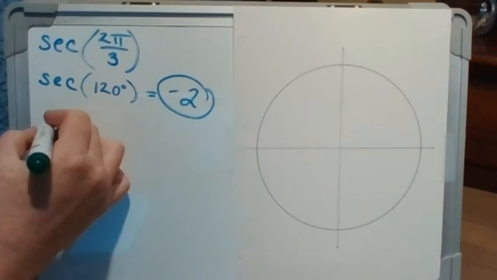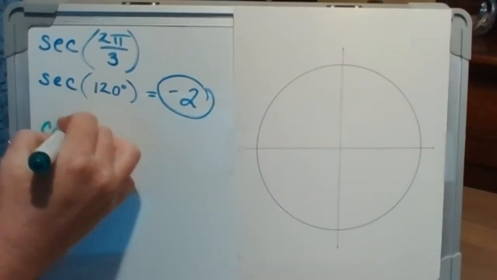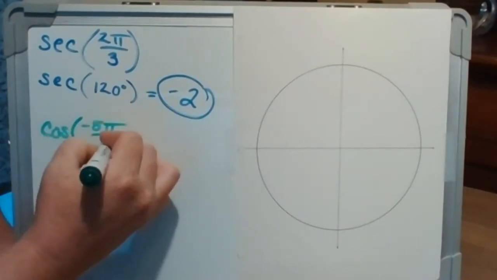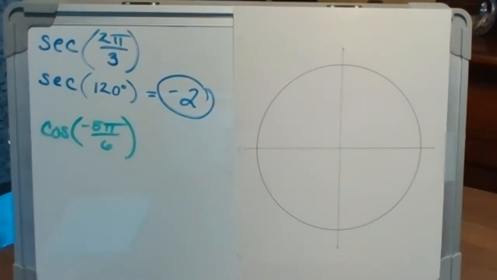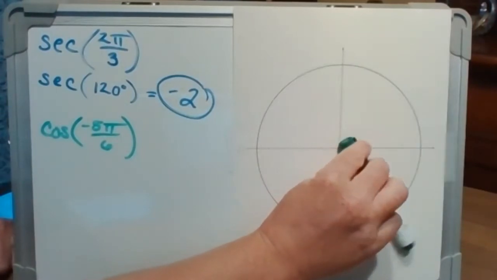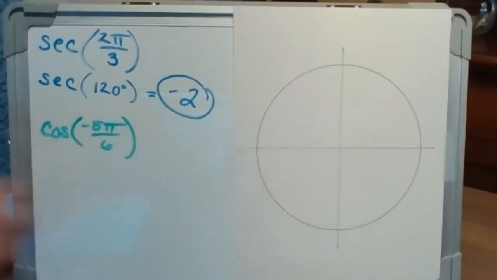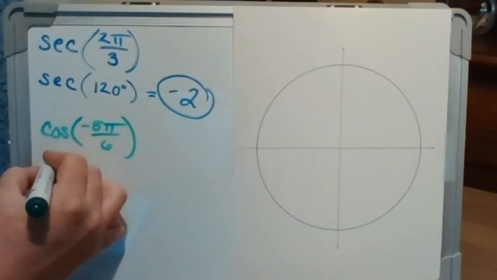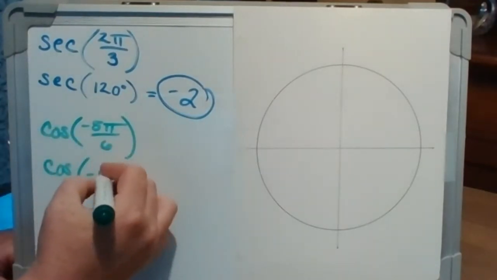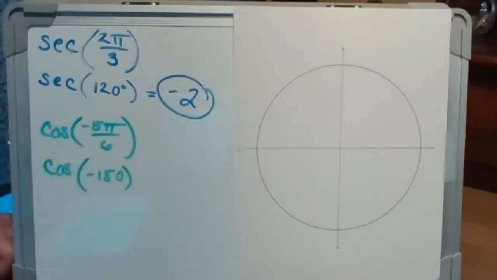All right, let's try another one. How about cosine of -5 pi over 6. Our angle is negative, so this time when we start in standard position, we're going to be rotating in a clockwise fashion. What's our degree measure? 150. So we're looking for cosine of -150.